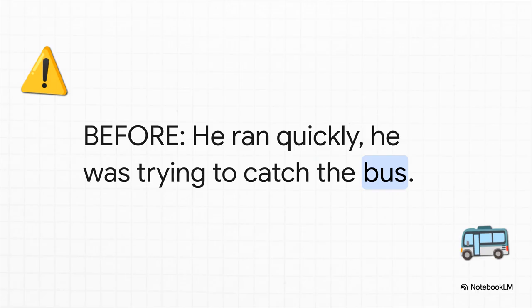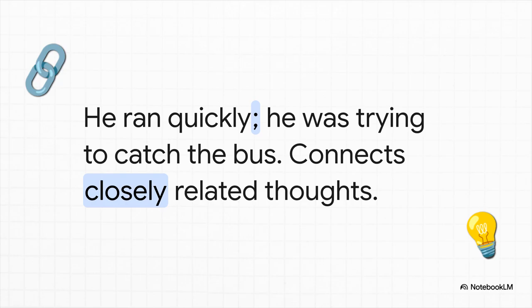That little comma is trying its best, but it just can't hold these two complete thoughts together all by itself. So let's pull out tool number 2, the semicolon. He ran quickly; he was trying to catch the bus. See how nicely that works? The semicolon is perfect here because the two ideas are so closely related.